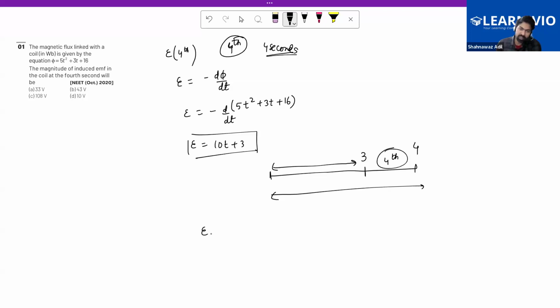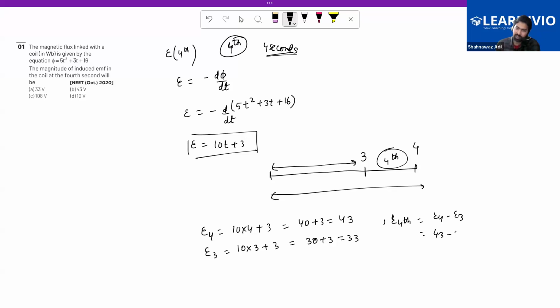So let us calculate what is E4. This would be 10 into 4 plus 3, so that is 40 plus 3, that is 43. And what is the EMF after the 3 seconds? 30 plus 3, so that is 33. So EMF at the fourth second, this would be E4 minus E3. So that is 43 minus 33. So that would be 10 volts, right? And if you look at the question, they have given this option as well. So this is just to confuse you, but this is the correct answer, right?